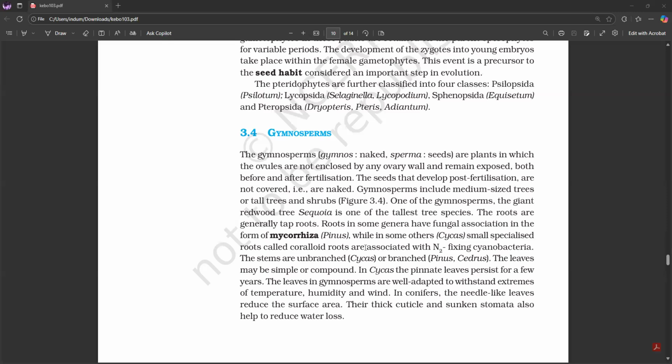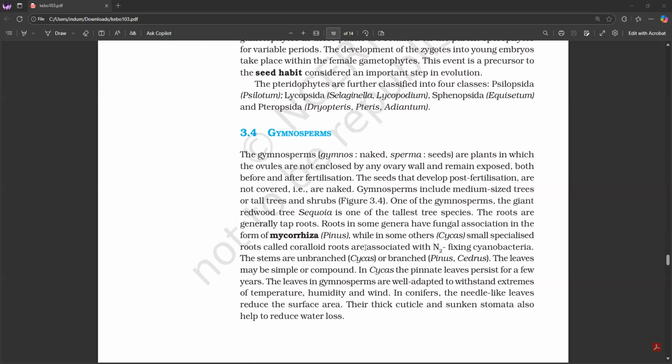The roots are generally taproots. Roots in some genera have fungal association in the form of mycorrhiza, as in Pinus, while in some other genera, such as cycads, small specialized roots called coralloid roots are associated with nitrogen-fixing cyanobacteria. The stems are unbranched or branched.